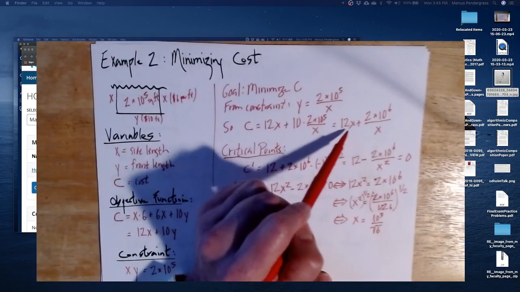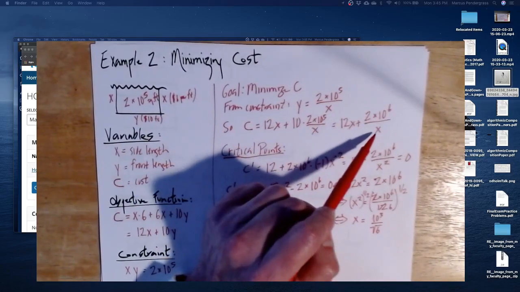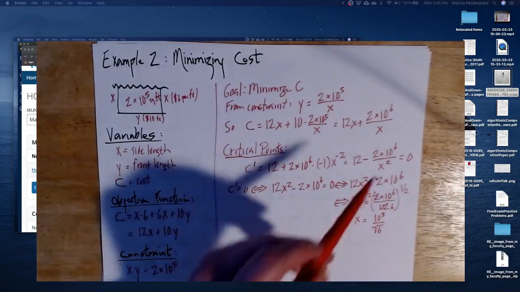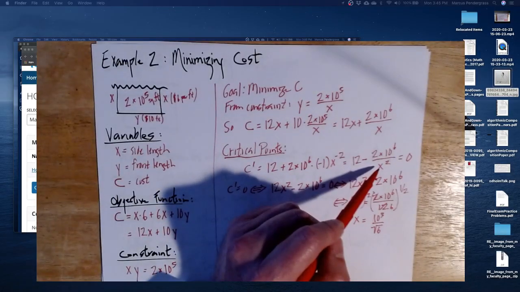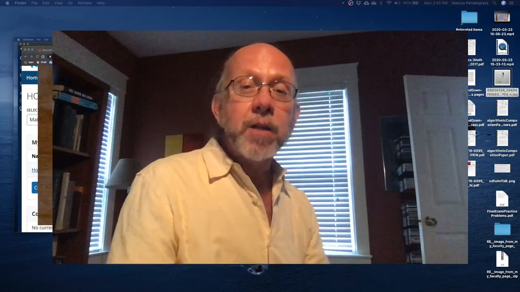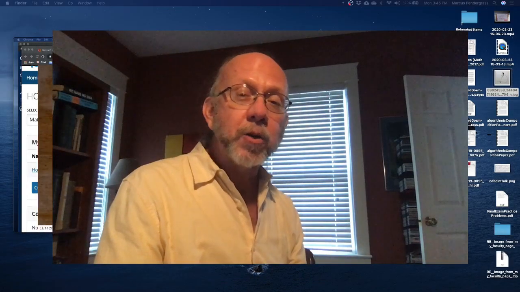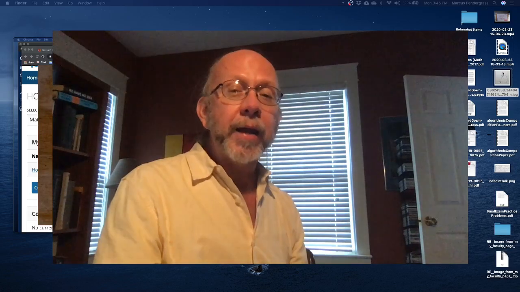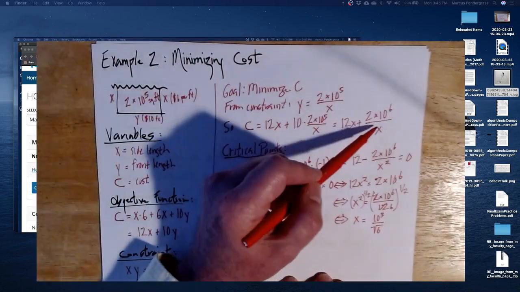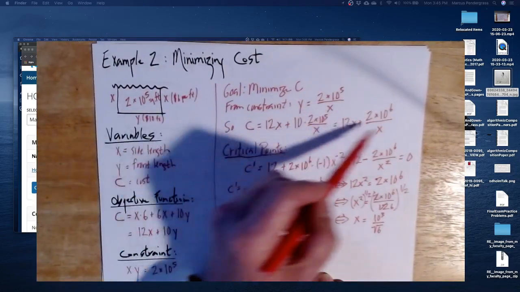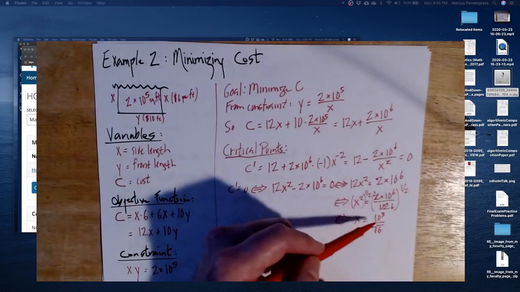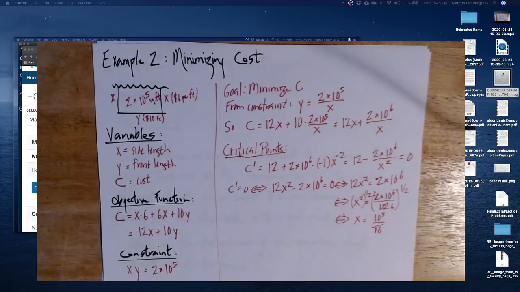Here's c. So x equals 0 is not in the domain of the function. So even though the derivative is undefined when x is 0, it's not a critical point in this case, because a critical point has to be in the domain of the original function. And x equals 0 is not in the domain of our original function c here. So x equals 1,000 over radical 6 is our only critical point.